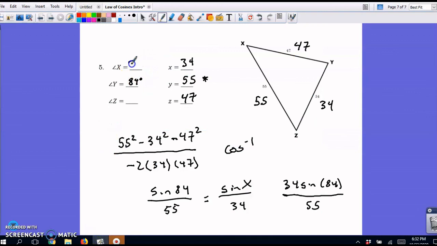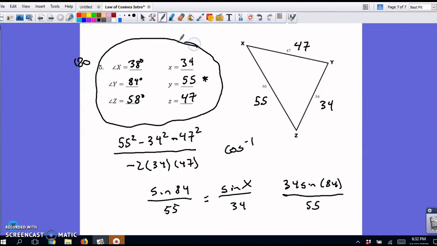So if x is 38, 180 minus those two ends up being 58 degrees. And that triangle is solved, so we are all good. All right, so do your work on that law of cosines assignment. Good luck, have a great day.